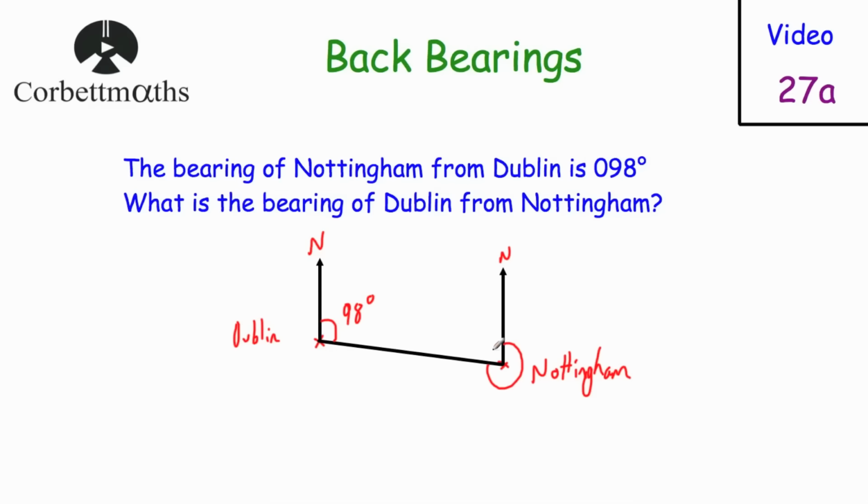So if we go back to our bearings, this is 98 degrees. So this angle and this angle here will add up together to give us 180 degrees. So if we do 180 subtract 98, that's equal to 82 degrees. That means this angle here is 82 degrees.